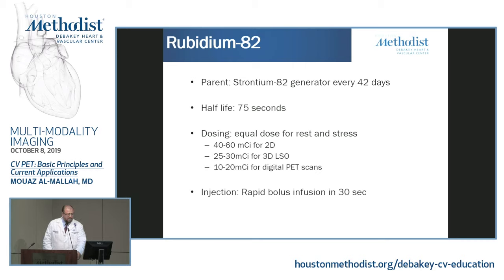Now rubidium comes from a parent molecule called strontium. It has a half-life of 75 seconds. So technically after 5 half-lives, it's gone. If you do the math, you can know that by 10 minutes there is nothing left in there.